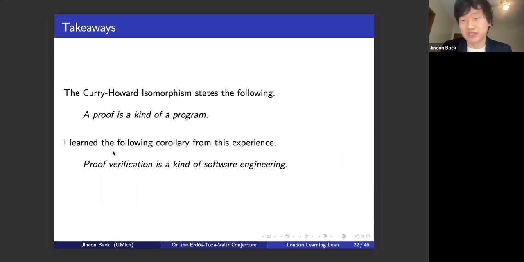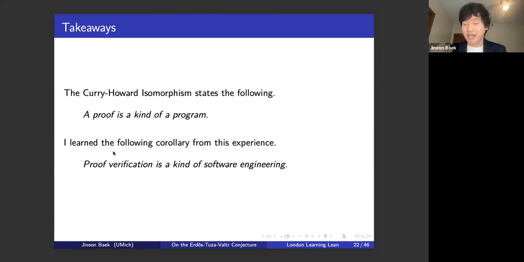with 2 months of just programming with no production of new theorems, I think I did have some takeaways. While this could be something basic to Lean experts, I learned that proof verification is a kind of software engineering. The Curry-Howard isomorphism basically says that a proof is a kind of program. A proof of A implies B is just a function that takes a proof of A and returns a proof of B. So writing proofs in Lean is a kind of programming.